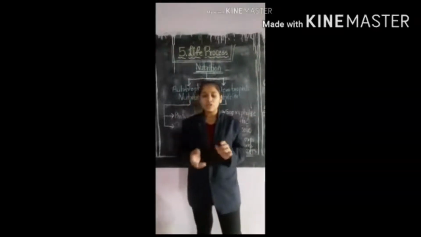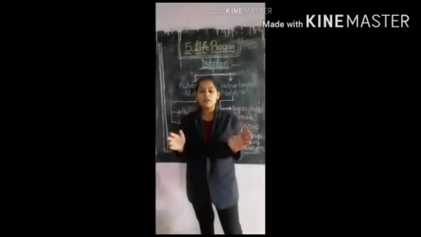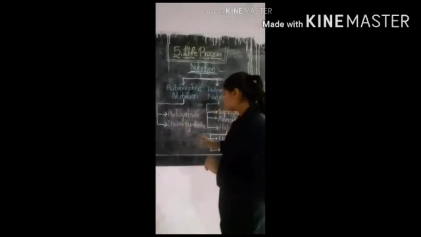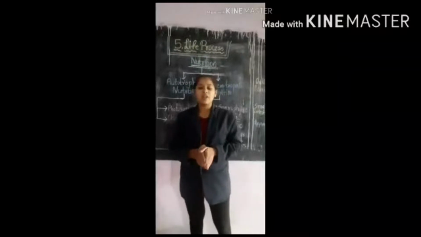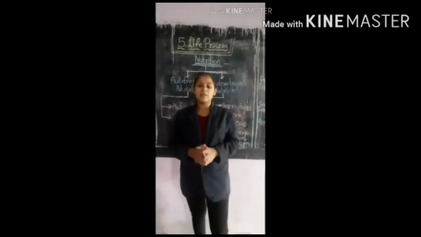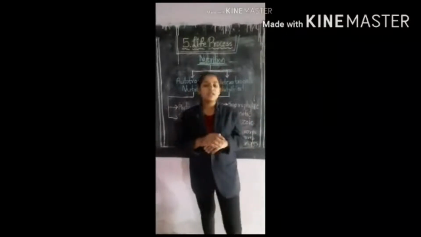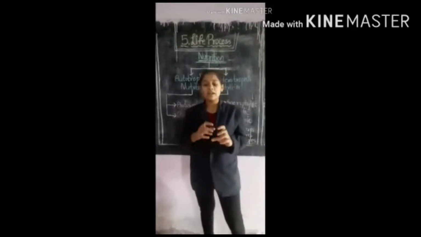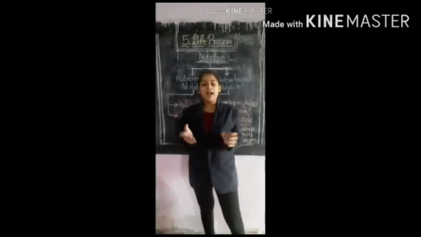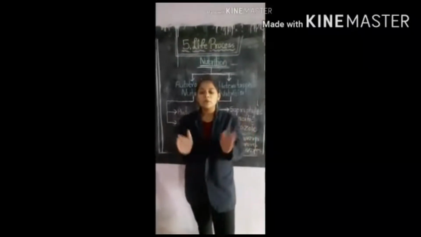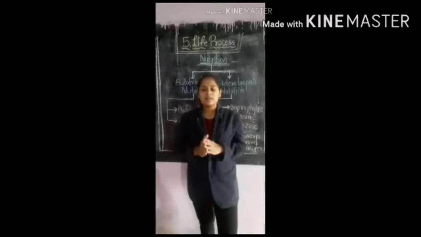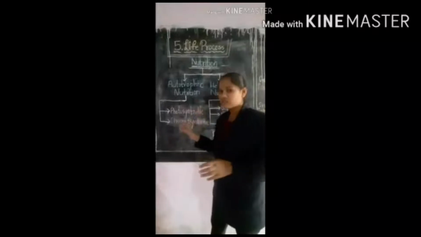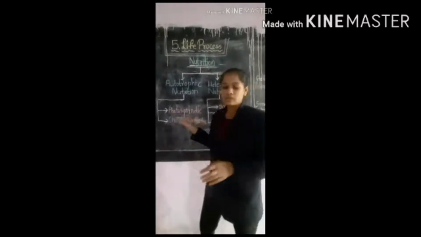Depending upon the source of energy used in the preparation of food, autotrophic nutrition is divided into two types: photosynthetic nutrition and chemosynthetic nutrition. So what is photosynthetic nutrition? This mode of nutrition is characteristic of green plants. These plants use solar energy to manufacture their food in the form of simple sugar from inorganic compounds like CO2, that is carbon dioxide, and water in the presence of chlorophyll. The process is known as photosynthesis. Such organisms are called photoautotrophs.